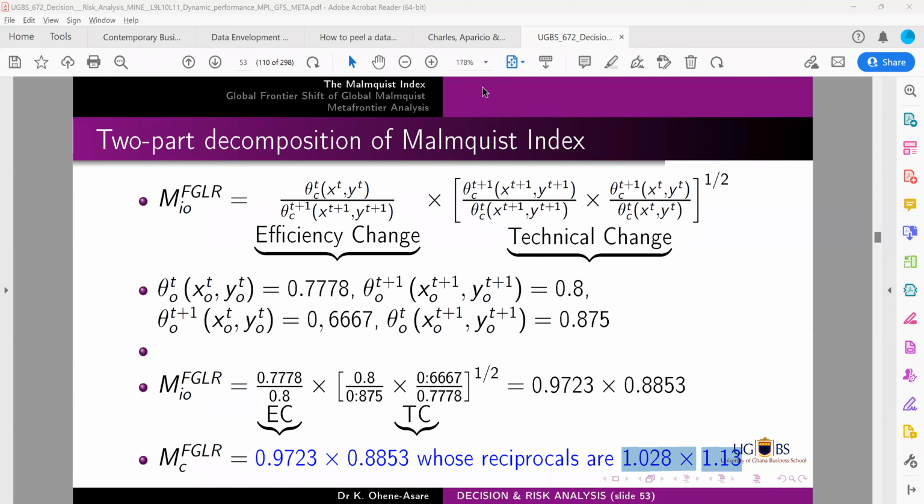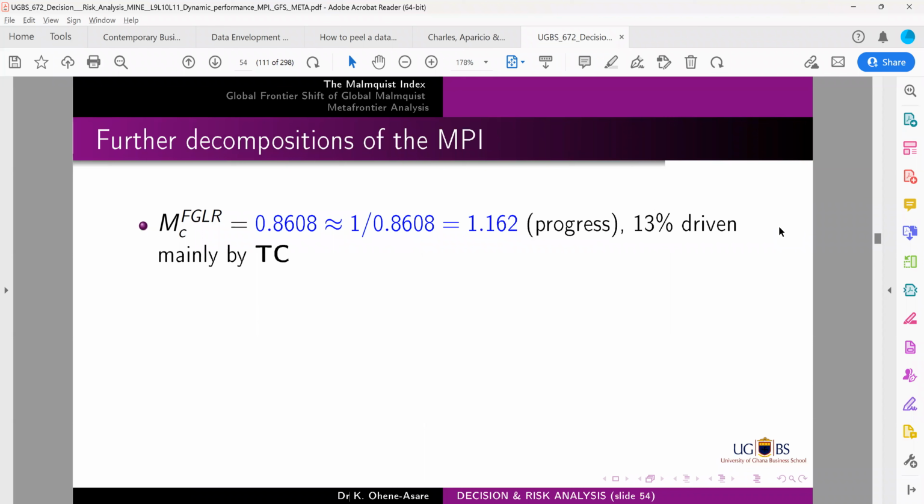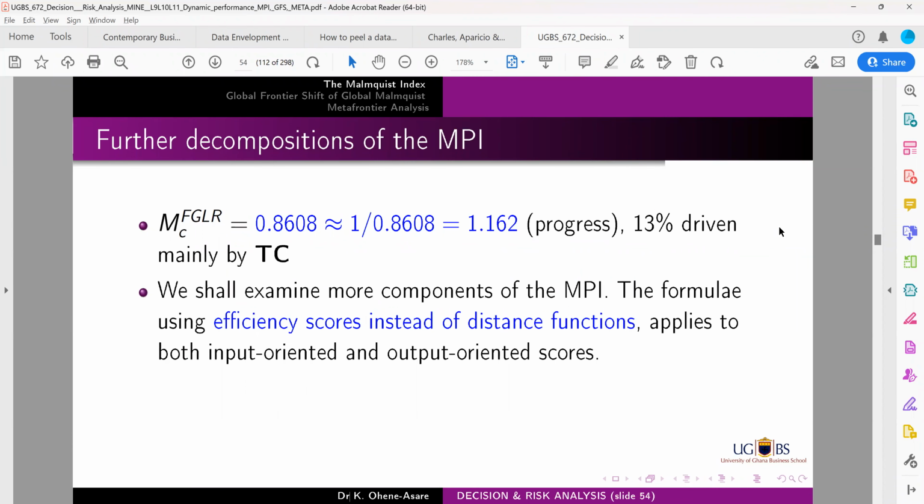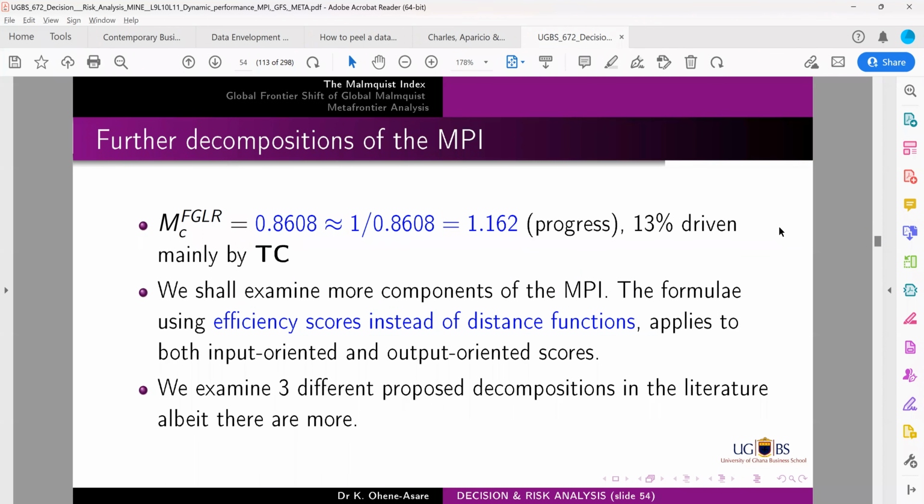The same way, if you want to know the driver or the source of the productivity, you've got to dig further. So let's dig further and go through a 3-factor decomposition instead of this 2-factor decomposition. Okay. Now, let's look at the 3 different proposed decompositions in the literature.